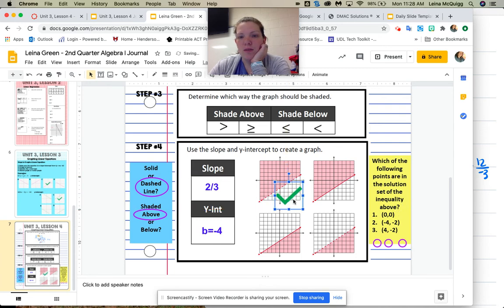So what I'm looking for is, are these points in my shaded region or are they outside my shaded region? So 0, 0, well, that's the origin. It's in my shaded region, so it's part of my solution. So I'm going to go ahead and say, yes, this one's part of my solution. Number 2, we have -4, -2. So 1, 2, 3, 4, 1, 2. Again, that's in my shaded region, so it's part of my solution set.